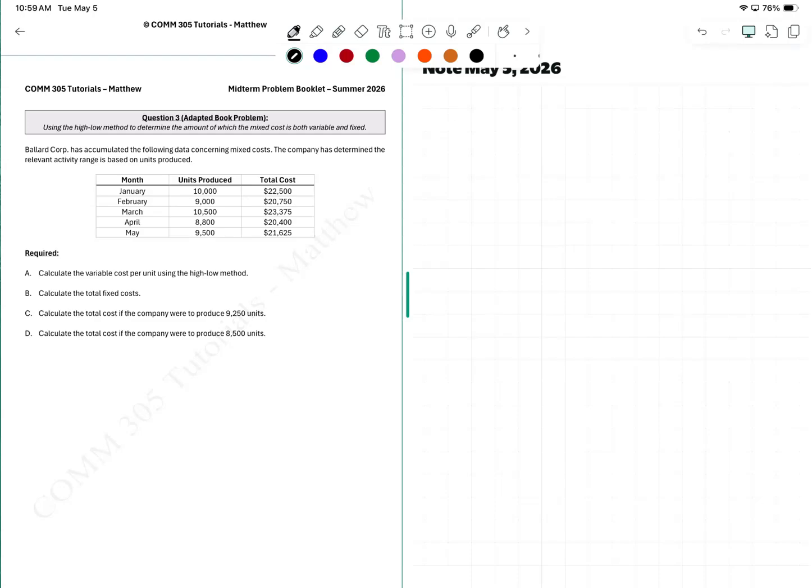So let's get into question 3 on chapter 2 for cost behavior analysis. Okay, so guys, we're at our last long answer question here. Obviously not the last question overall because you have your multiple choice to go through after this, okay?